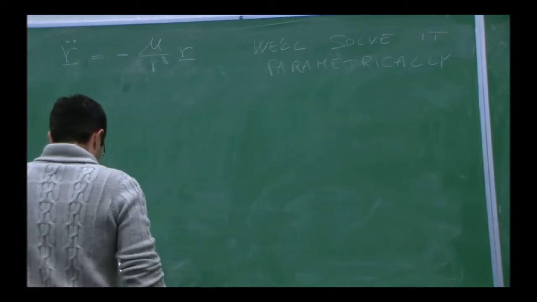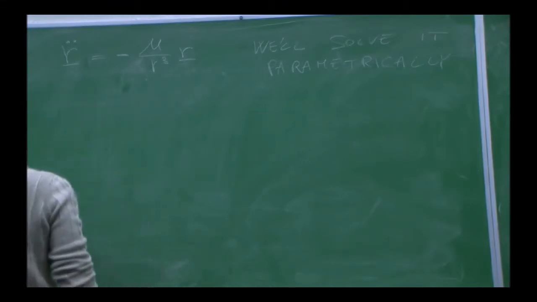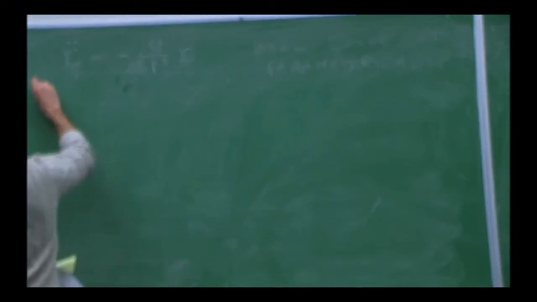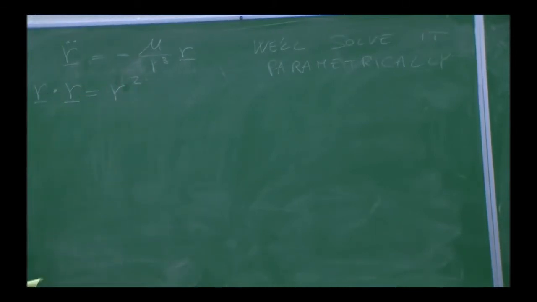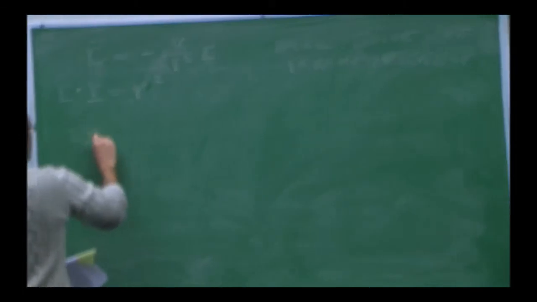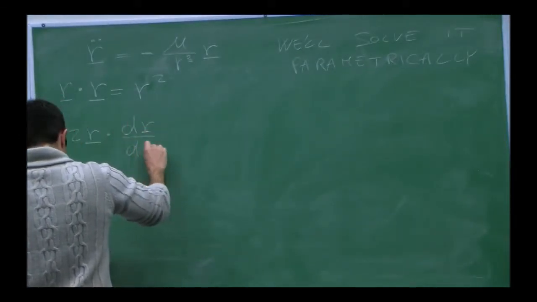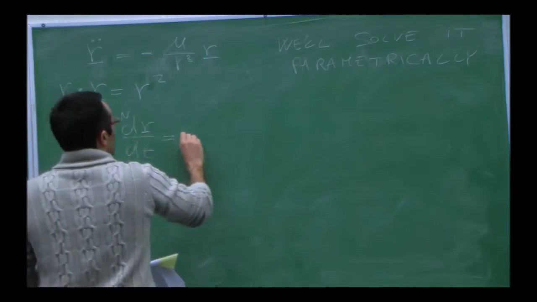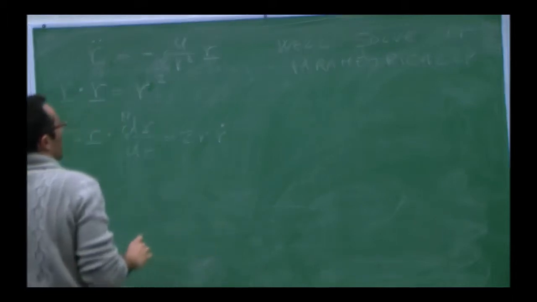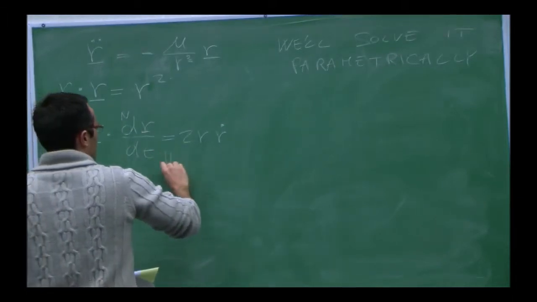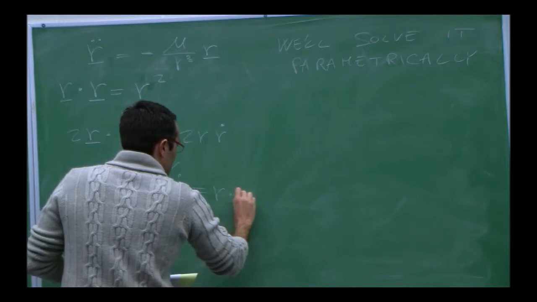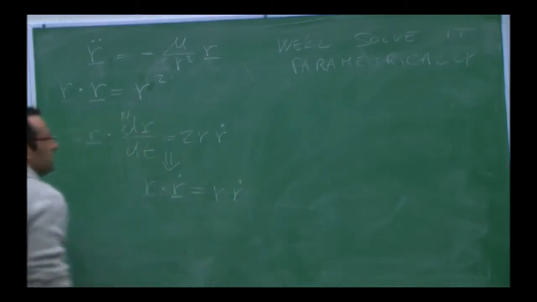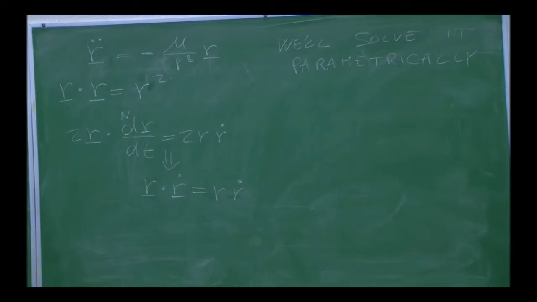Now, this is a lot of vector calculation. One tool that I'm going to use is the following. If I have a vector r and I dot it with itself, of course I get r squared, a scalar. If I take the rate of change of both sides, on this side I get 2r dotted with dr/dt, on this side I get 2r r dot. This is scalars, this is vectors. So that implies that r vector dotted with r dot vector is the same as r multiplied times r dot. This is valid for any vector.